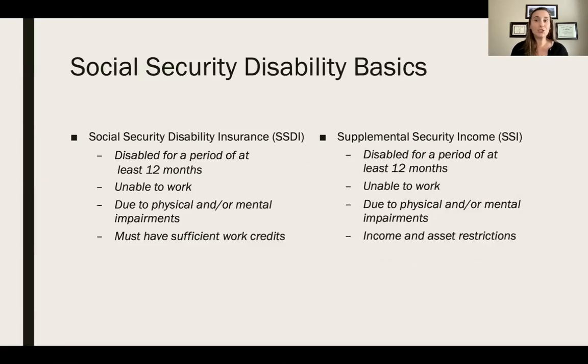Okay, turning to Social Security disability basics. There are 2 different Social Security disability programs. There's Social Security Disability Insurance, or SSDI benefits, and then there's Supplemental Security Income, or SSI benefits. Both programs are going to require that you be disabled and unable to work for a period of at least 12 months. Where they differ is with SSDI benefits, you have to have a sufficient number of work credits.